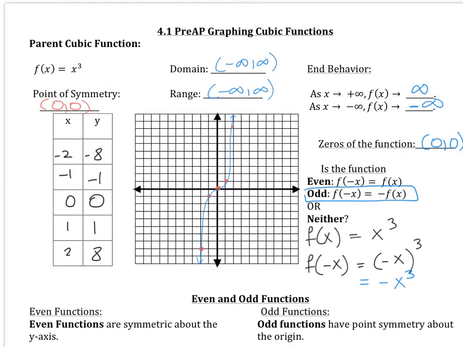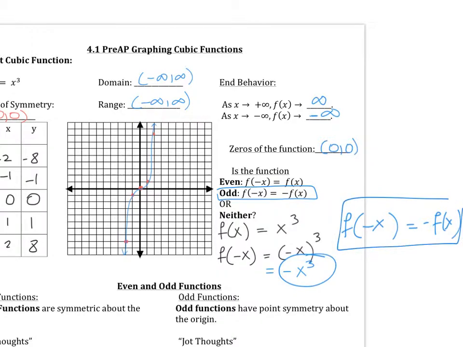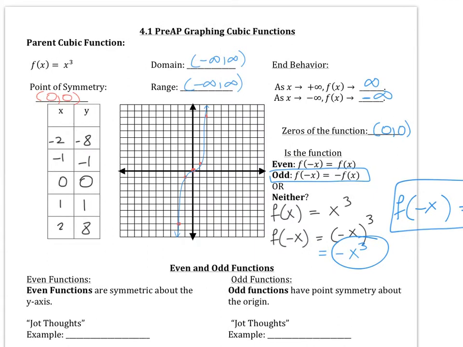Now, as you can see in this case, f of negative x, which is negative x to the third power, is equal to the negative of f of x. So if you multiply f of x by negative, so negative x to the third, it would be equal to that. So algebraically, we just proved that this is an odd function. So the parent cubic function is an odd function, having the origin as the point of symmetry.